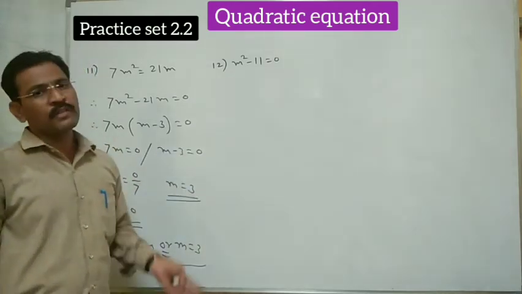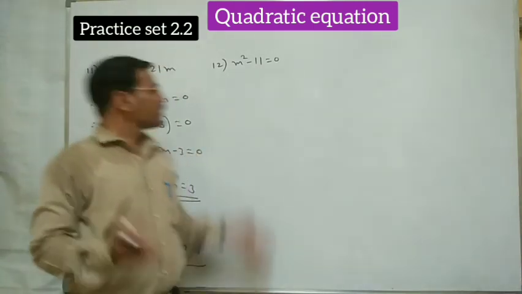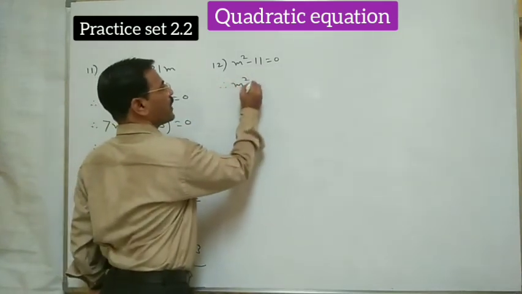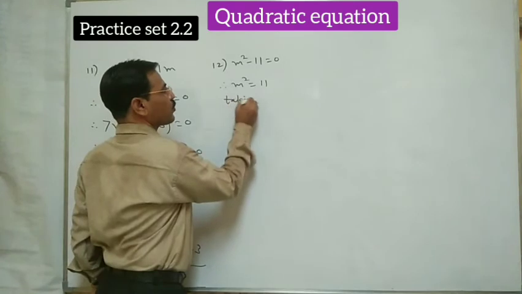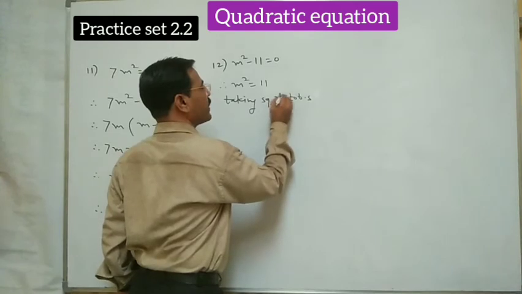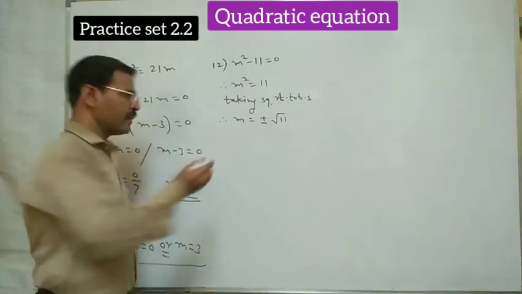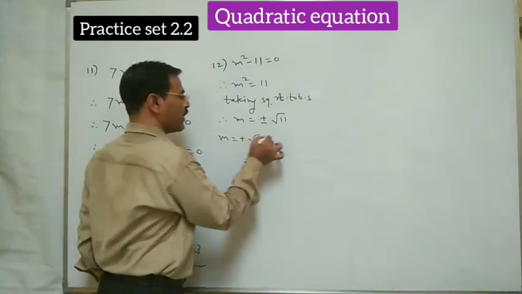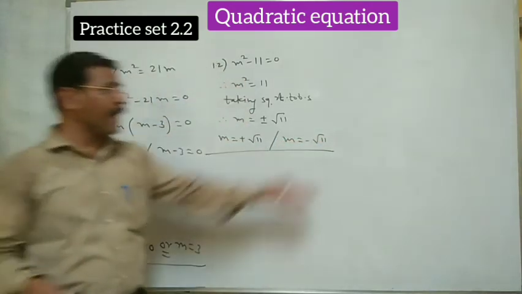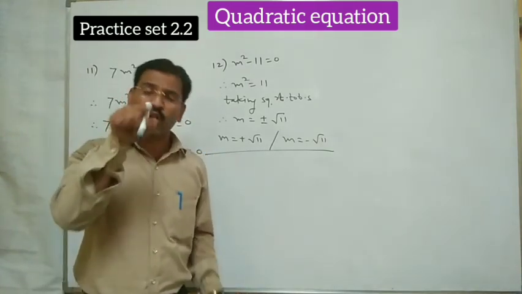Okay? Now here, what is that? No middle term. Straight away, what can you write here? Take the constant term to that side. So m square is equal to 11. Taking square root to both sides, what will we get? m is equal to plus or minus root 11. That is m is equal to plus root 11 or m is equal to minus root 11. You can solve the same example by the second method, a square minus b square, which we already solved in the earlier one. Try to solve by that method also.